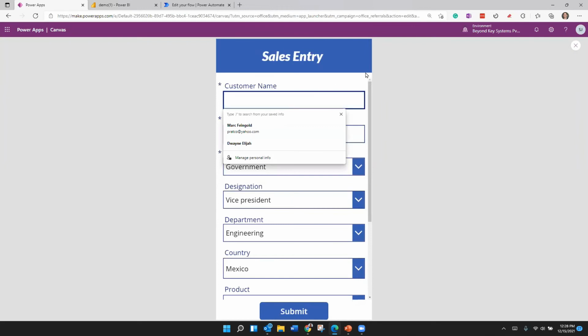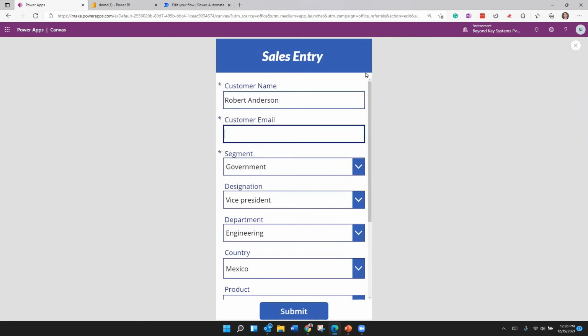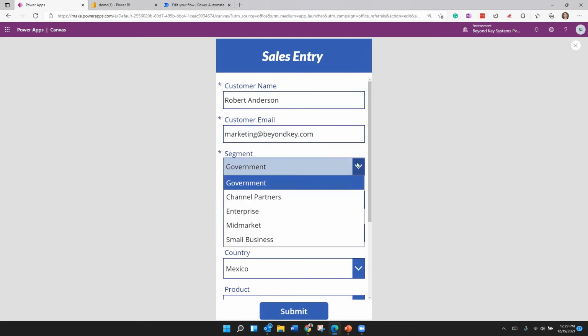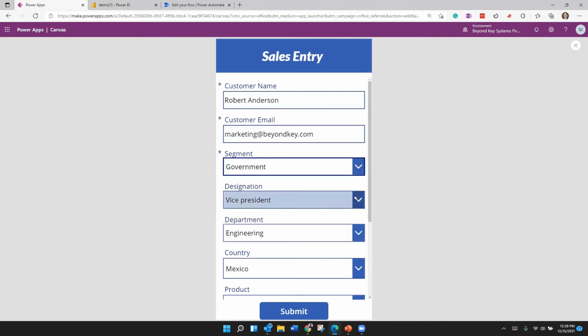So let's say the customer's name was Robert Anderson. And I'm going to send this to Sohan. So then we're also going to send it to beyondkey.com. And let's say Robert was in government. He was a vice president.